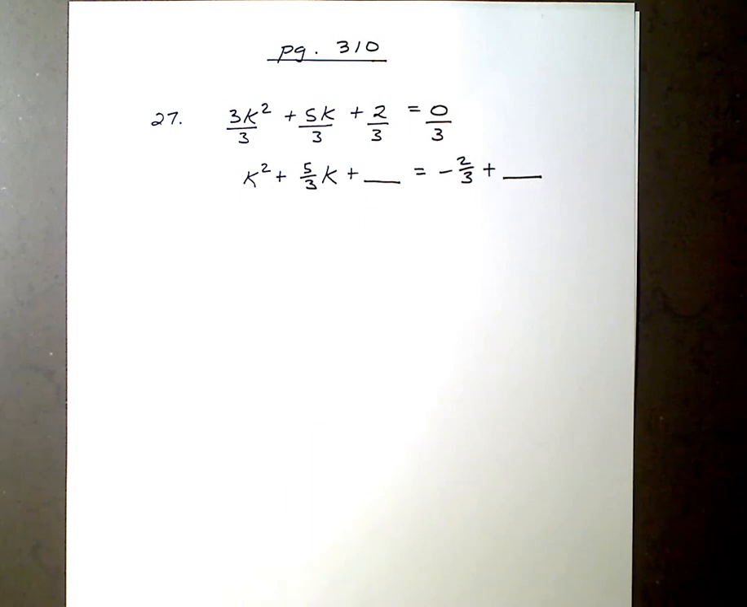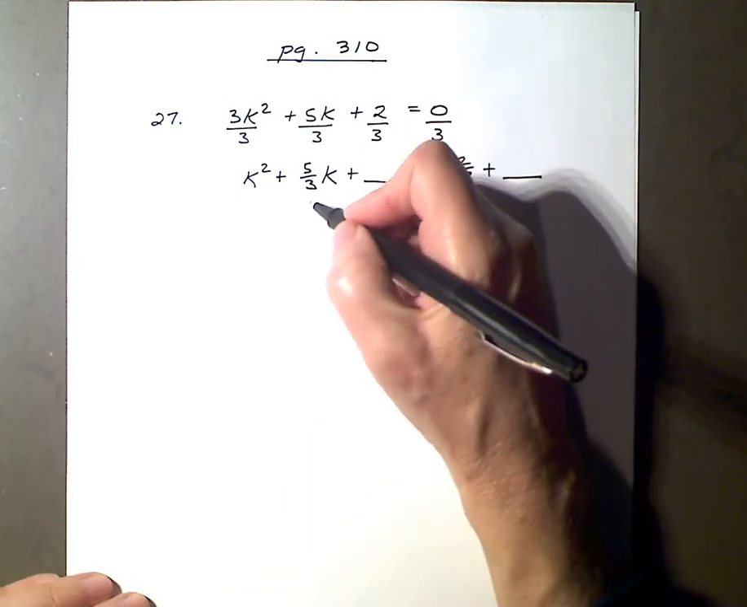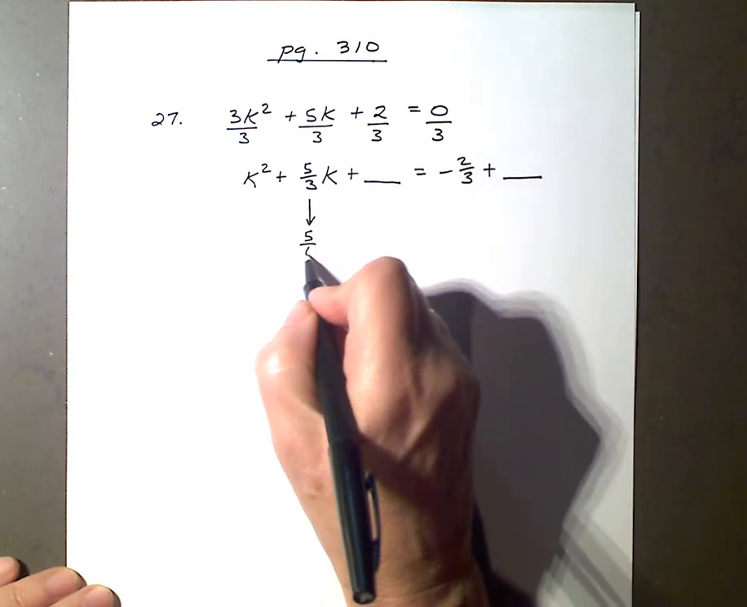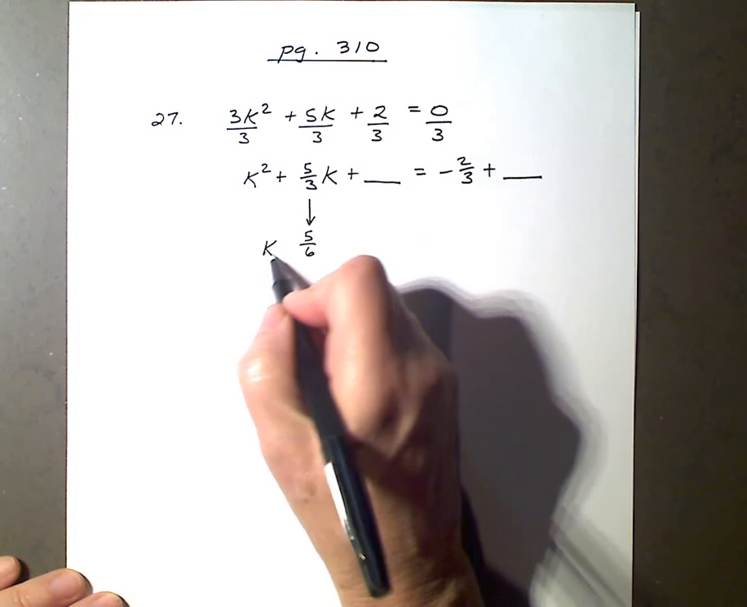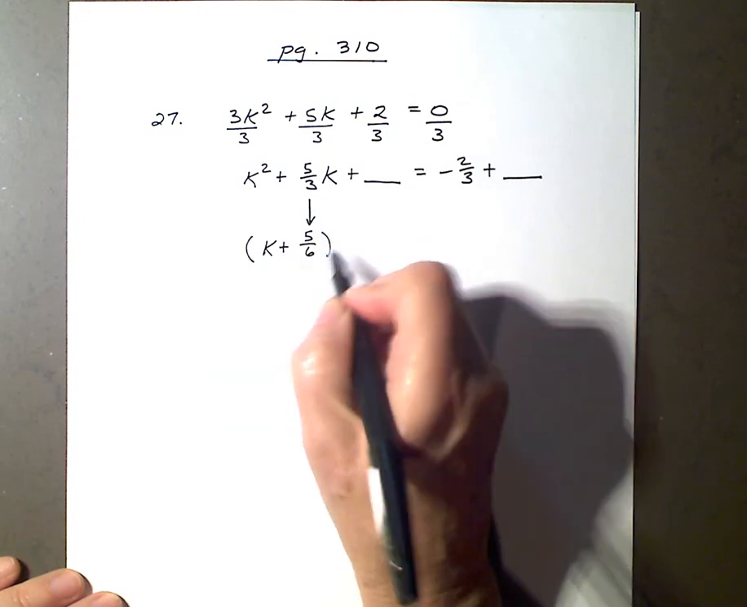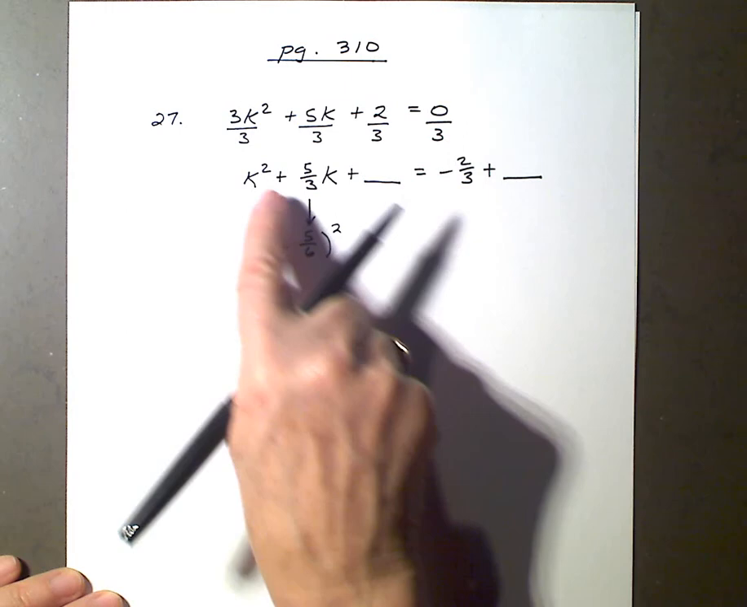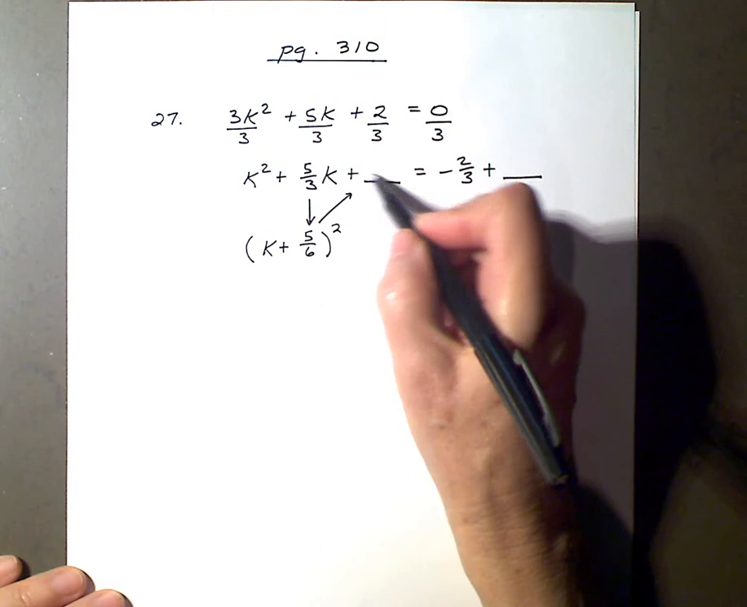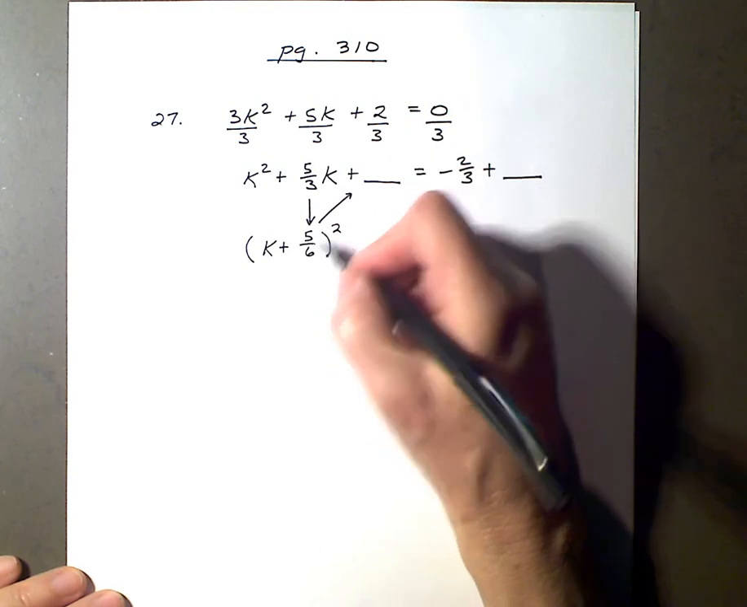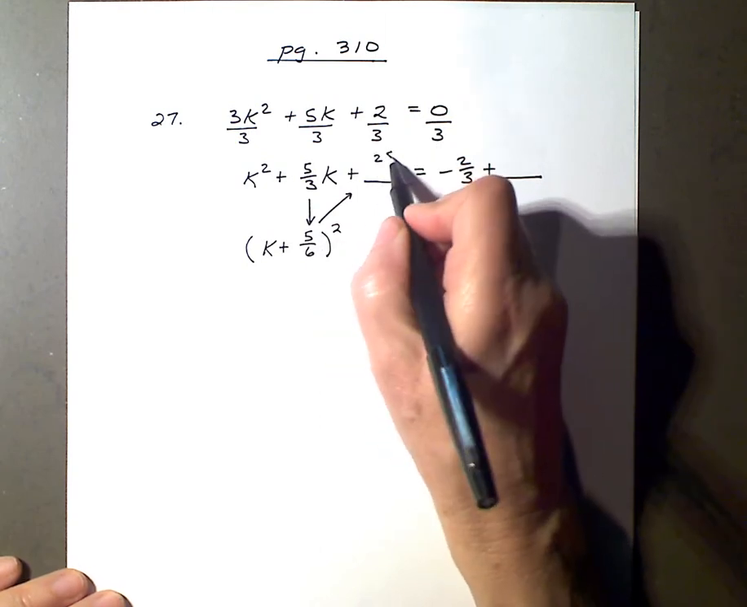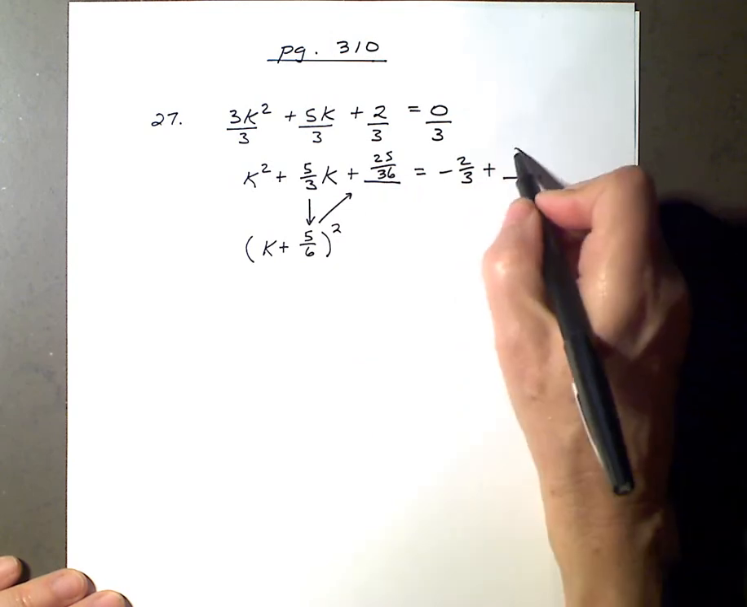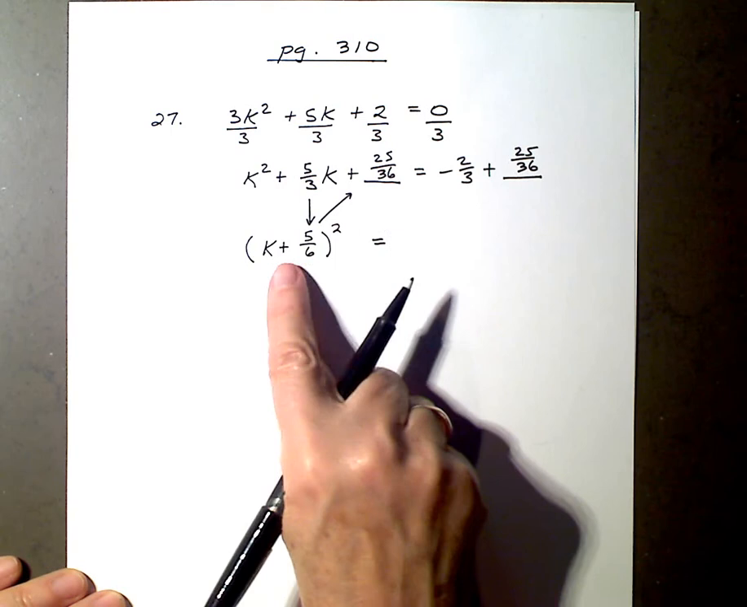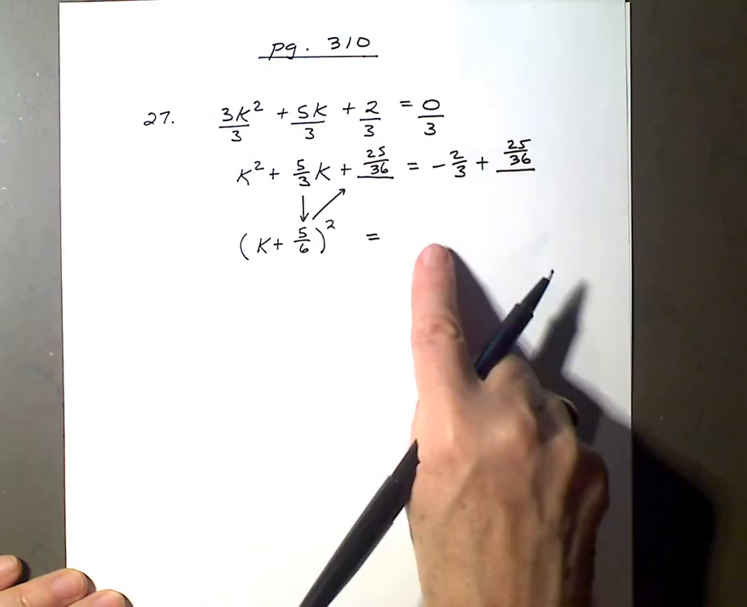So now I'm going to take half of 5/3, which is 5/6, and I want this polynomial on the left side to factor to be k plus 5/6 quantity squared. So when it does, to complete the square here, I'll have 5/6 squared, which is 25/36. So I have to add that on both sides. So that now gives me the left side in factored form, written as a squared binomial, equals this value on the right side.